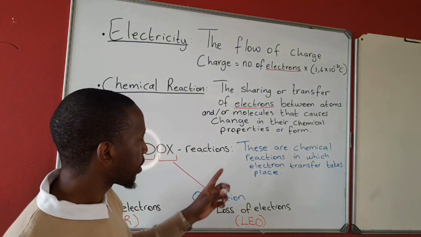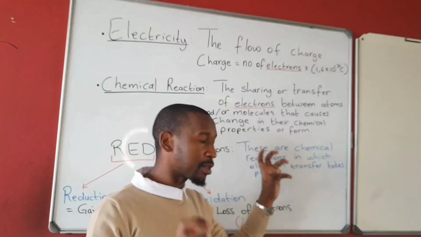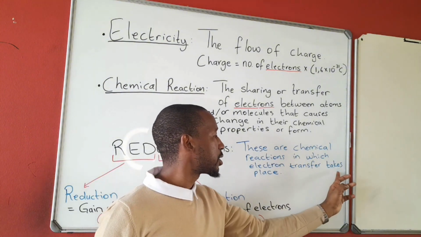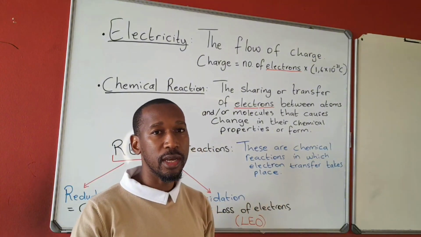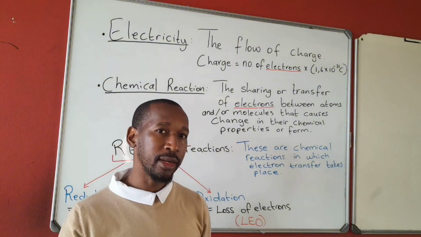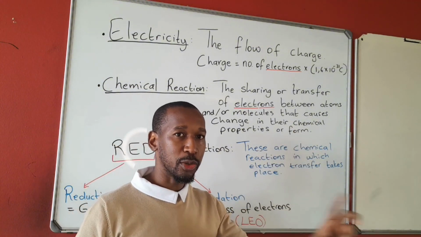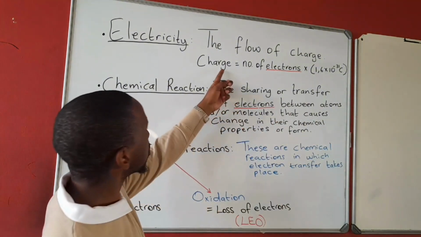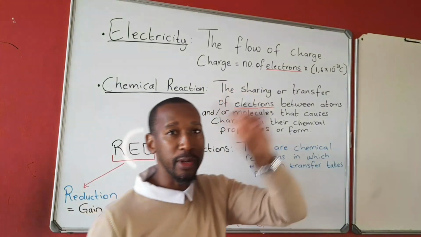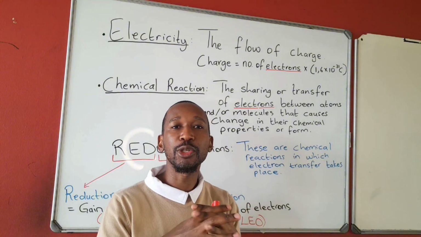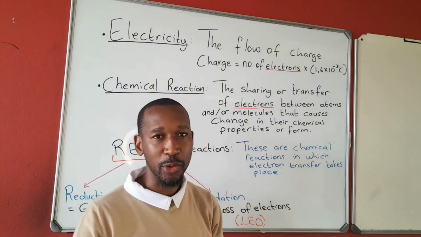So what are they? These are special kinds of chemical reactions in which electron transfer takes place. So we are only concerned with the type of reactions where there is a transfer of electrons from one substance to another one. So there has to be that movement of electrons. Lo and behold, we are actually defining again electricity, movement of electron from one to another. So that's how the two are actually connected as per our third question.